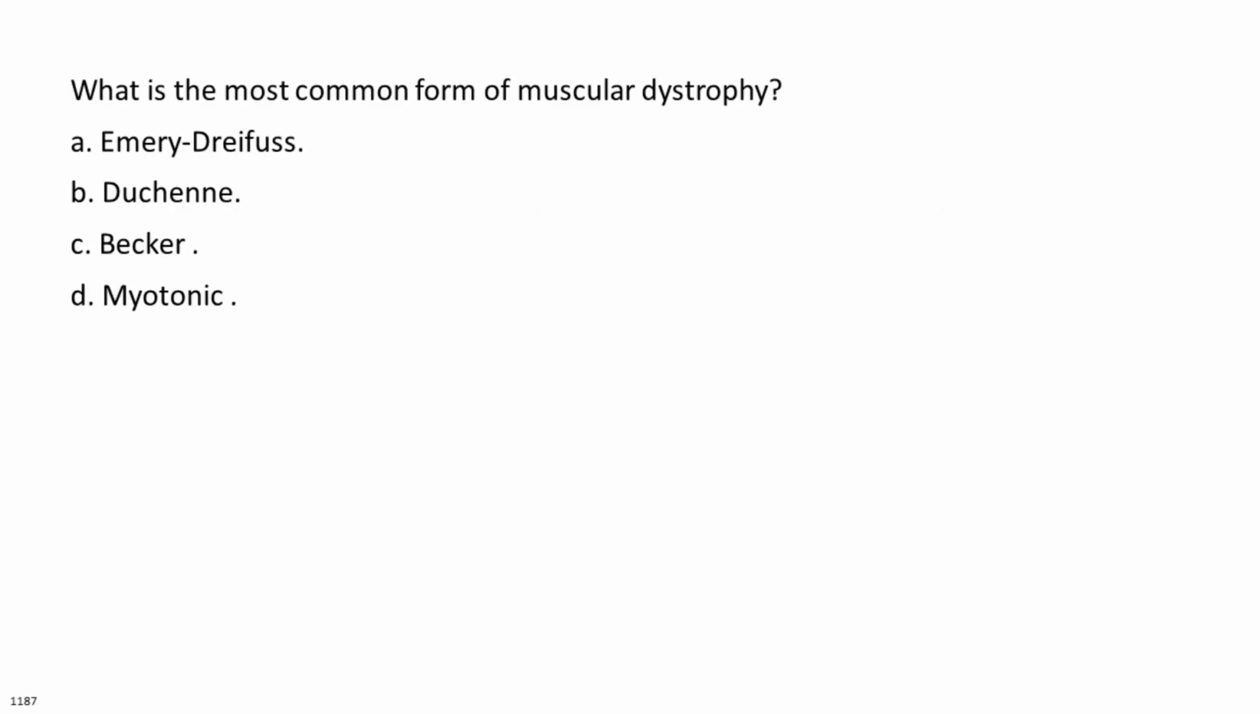What is the most common form of muscular dystrophy? A. Emery-Dreifuss. B. Duchenne. C. Becker. D. Myotonic.